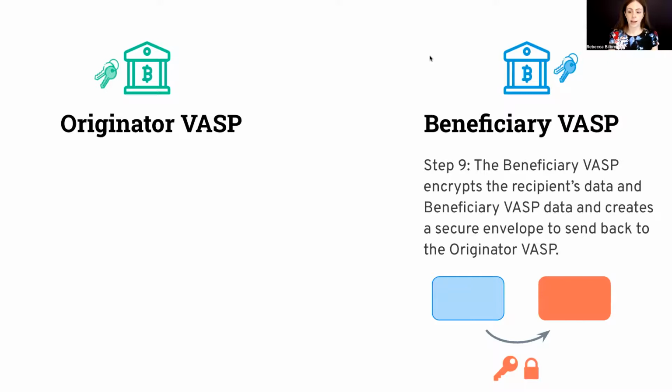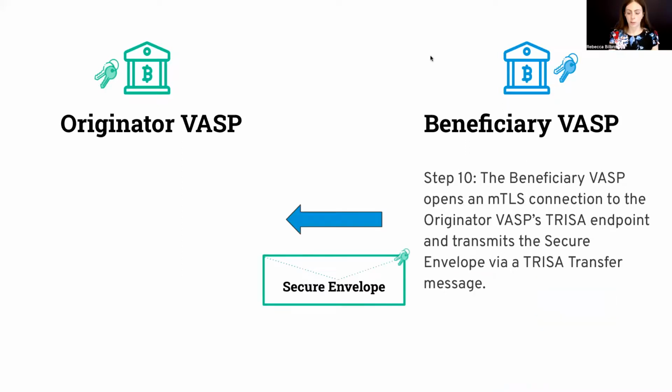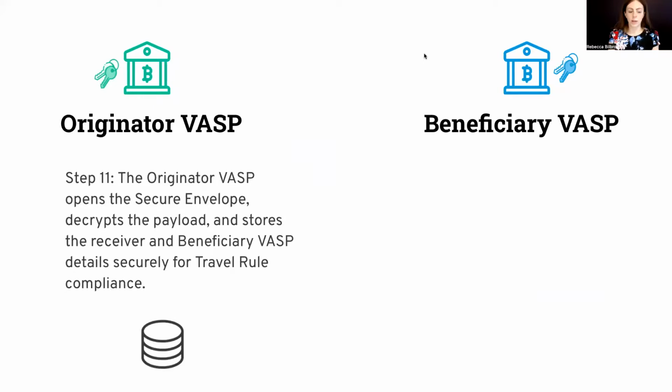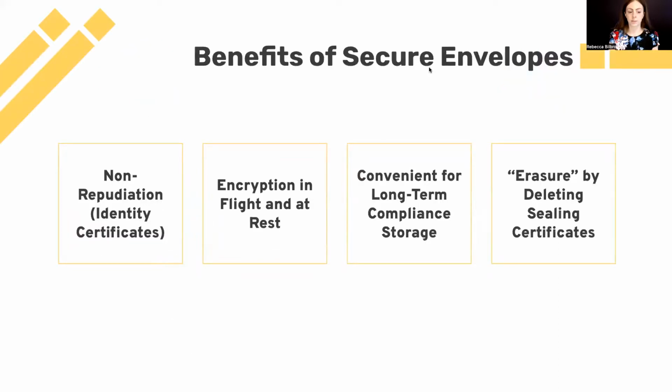The beneficiary VASP encrypts the recipient's data and beneficiary VASP data and creates a new secure envelope to send back to the originator VASP. The beneficiary VASP opens an MTLS connection to the originator VASP's TRISA endpoint and transmits the secure envelope via TRISA transfer message. Then the originator VASP can open the secure envelope, decrypt the payload, and store the receiver and beneficiary VASP details securely for travel rule compliance.